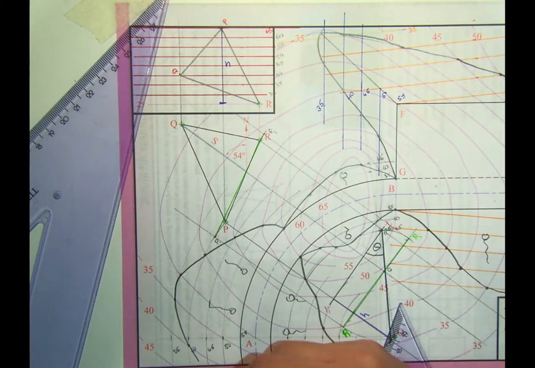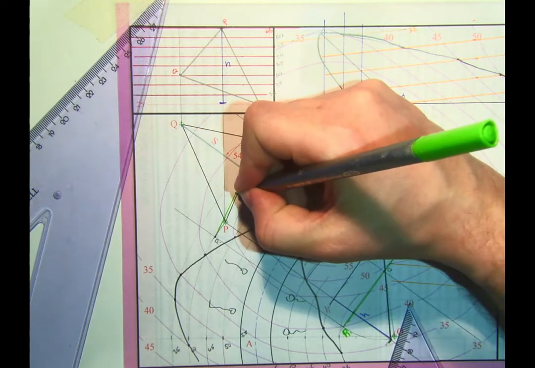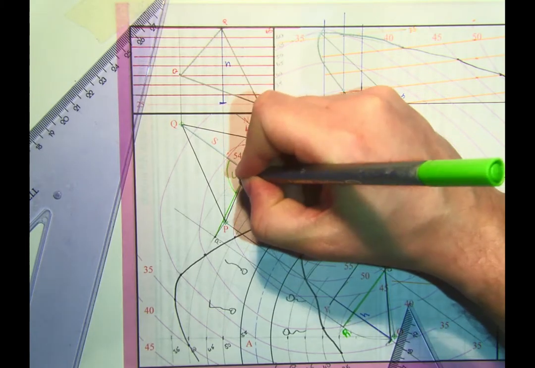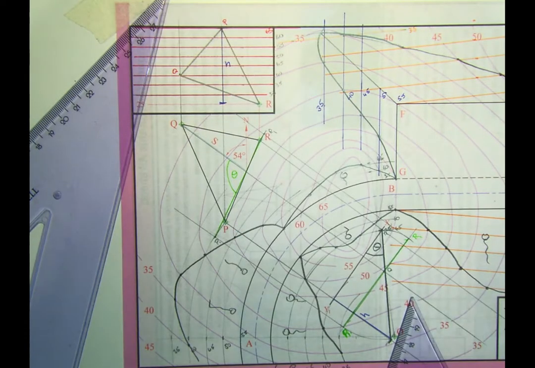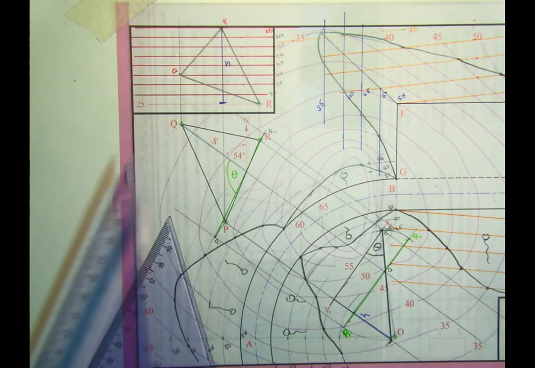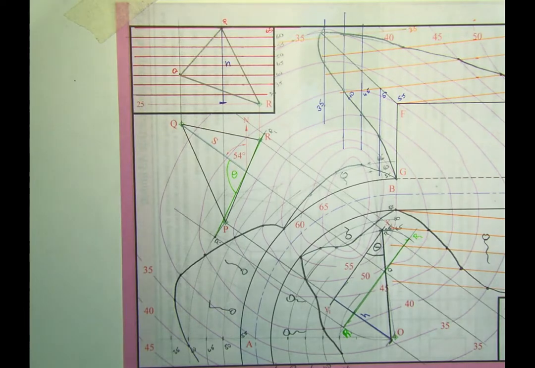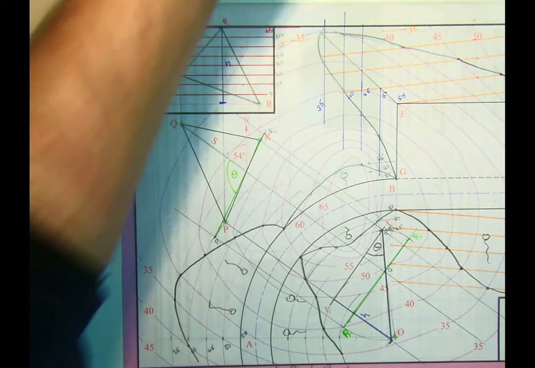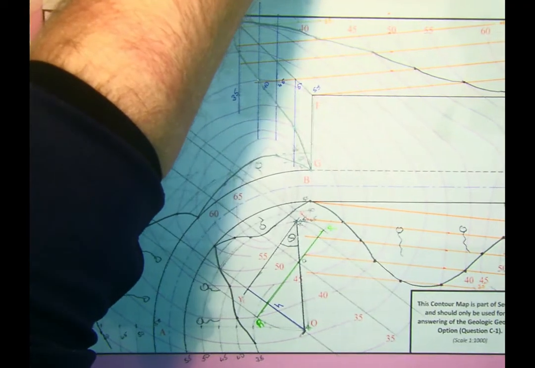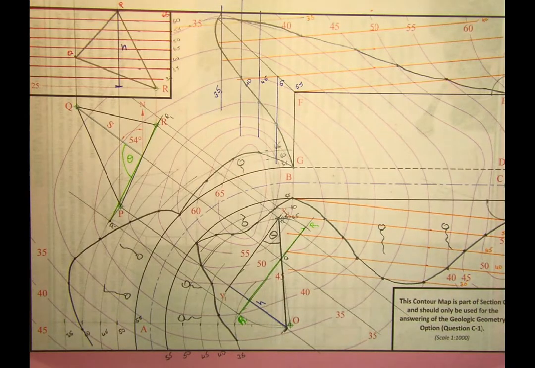That green line there is it in its new position, and then between the green line and the strike is the angle that we're looking for, the true angle between the line PR and the strike line S. So that completes this question. It is the 2019 higher level question C1.